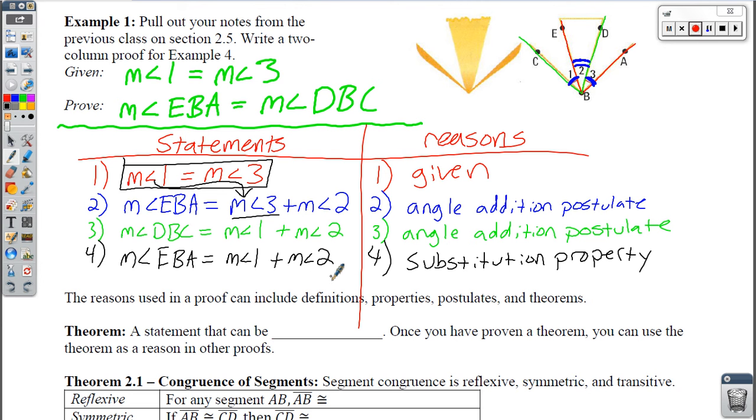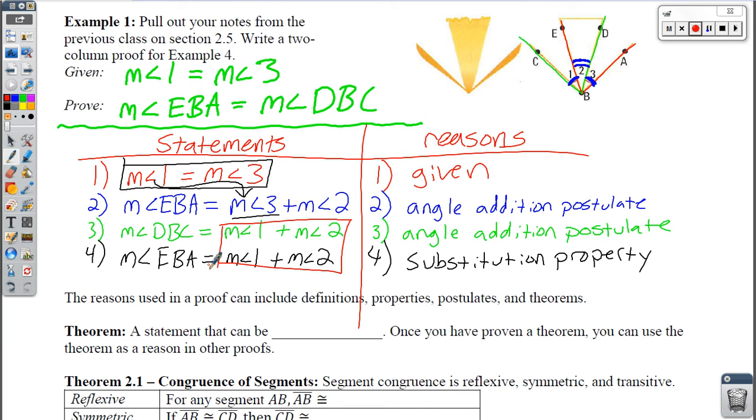Well, now if you look at this, you can see that both of these are the same. So we have the measure of angle DBC is equal to the measure of angle 1 plus the measure of angle 2. And EBA is the measure of angle 1 plus the measure of angle 2. So both of these angles must be the same.